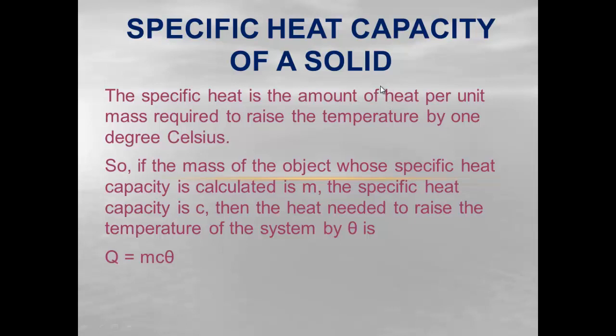The specific heat capacity of a solid is the amount of heat needed to raise the temperature of a unit mass by 1 degree Celsius. So if the mass of the object is m, the specific heat capacity is C, and the heat needed to raise the temperature of the system by theta degrees Celsius or theta Kelvin is Q, you can say that Q is equal to mc theta.